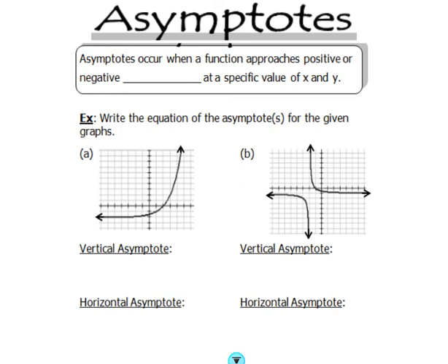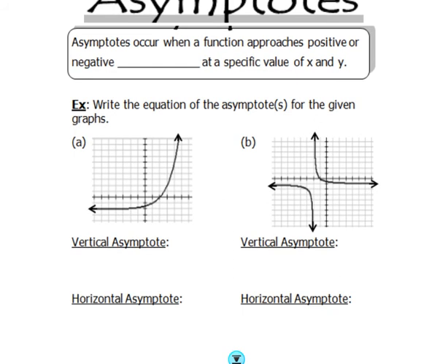Alright, let's look at some vocabulary for our functions. Asymptotes. An asymptote occurs when a function approaches positive or negative infinity at a specific value of x and y. We're going to write the equation of the asymptotes for the given equations.